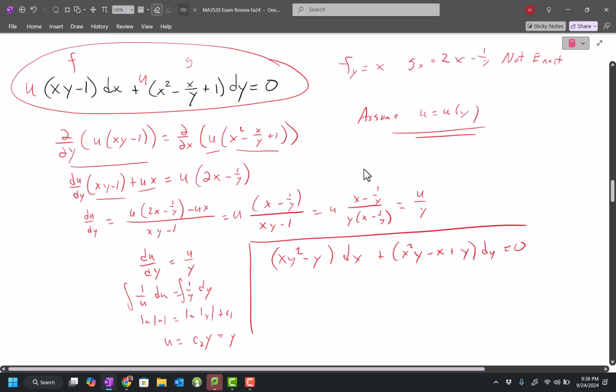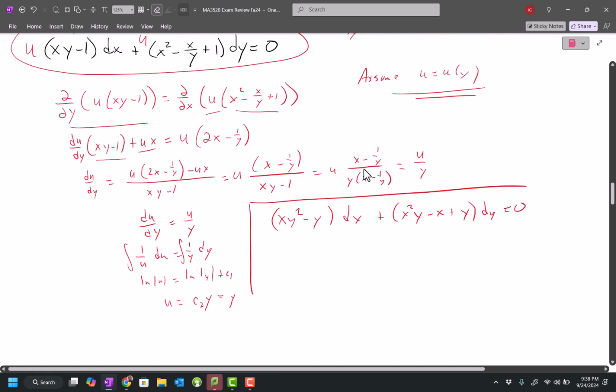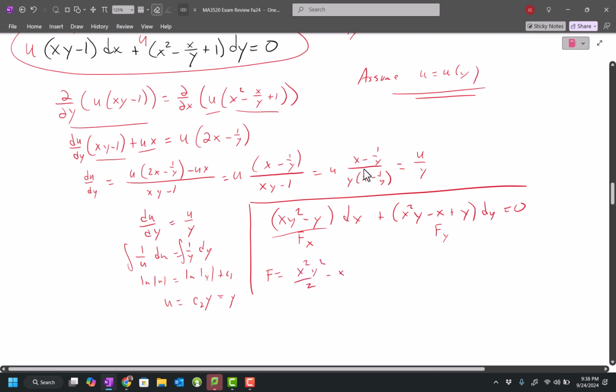And this differential equation really is exact, and therefore I should just solve it by using my regular method. Apparently, if it's exact, this first term should be f sub x, and the second one should be f sub y. If I integrate the first term with respect to x, I get x squared y squared over 2 minus x times y plus psi of y.